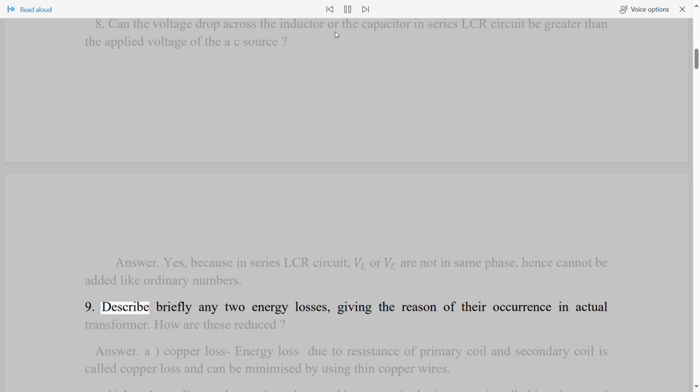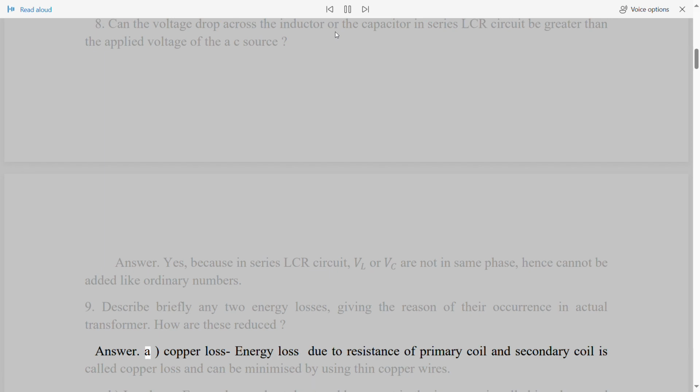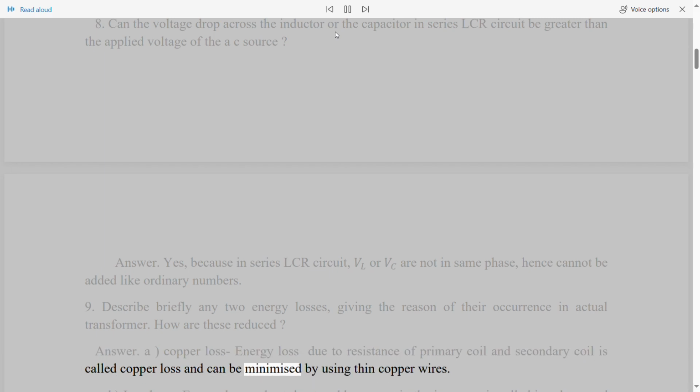10. Describe briefly any two energy losses, giving the reason of their occurrence in an actual transformer. How are these reduced? Answer. A. Copper loss: energy loss due to resistance of the primary and secondary coils is called copper loss and can be minimized by using thick copper wires.